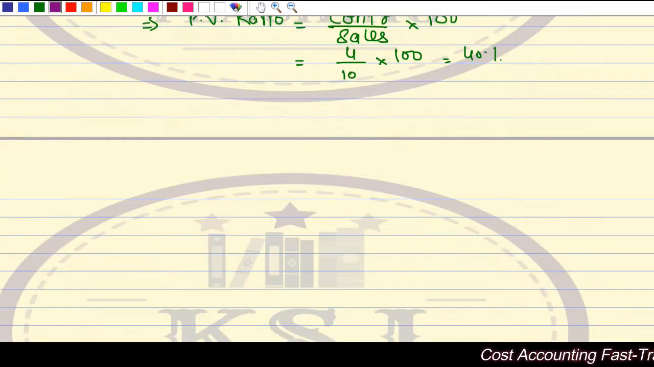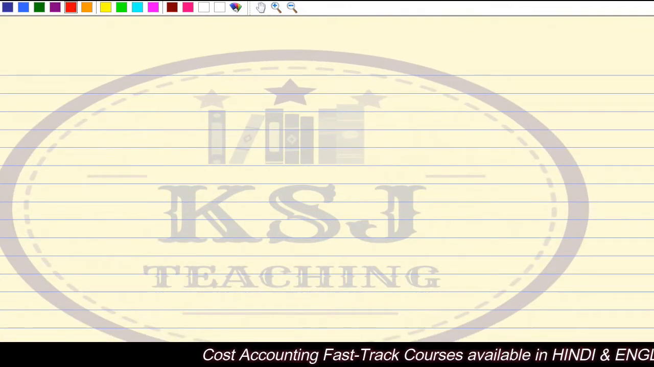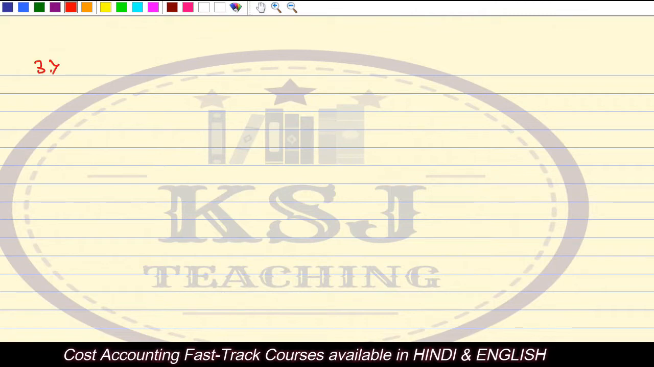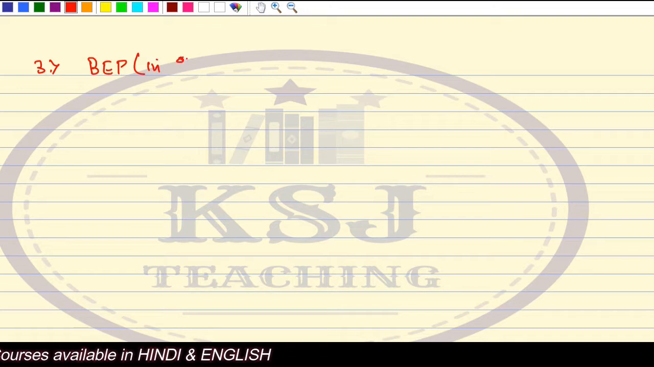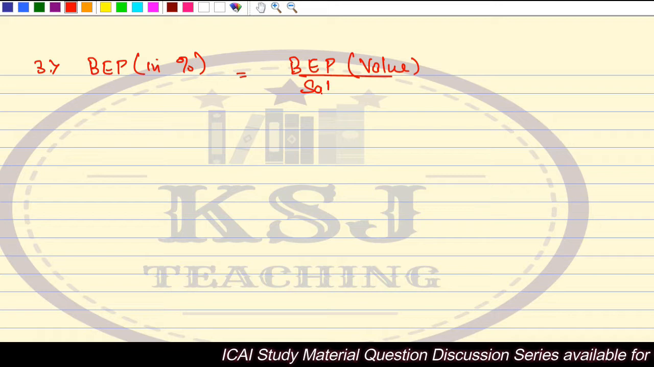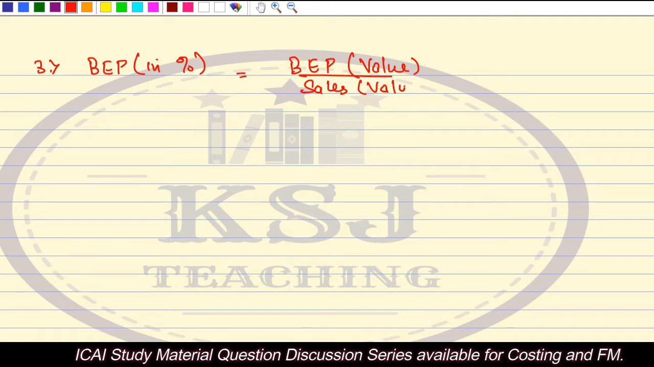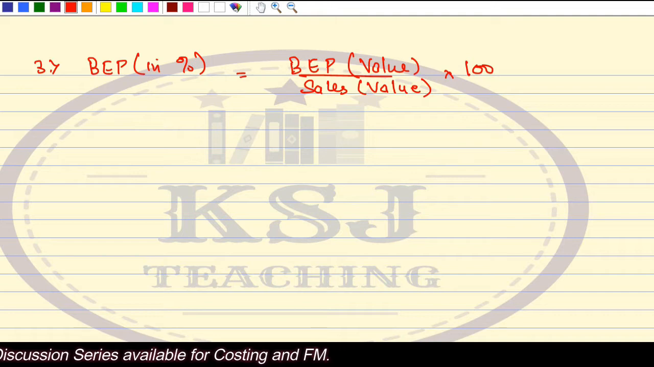Okay, let's move on to the next one. So the next one says you need to calculate the break-even point. Break-even point is to be calculated in percentage. So this will be break-even point, I'll take it in value. You can take it in the units also, right? Divided by sales in value, multiplied by 100. You can try it out by the units also, right?